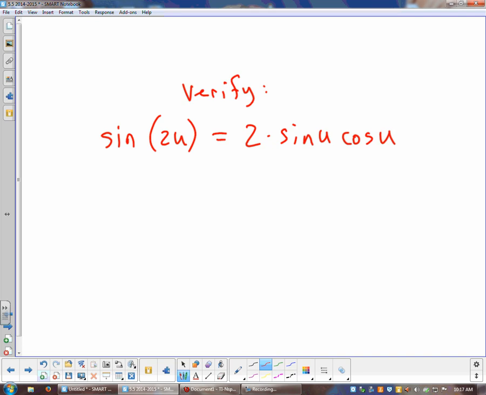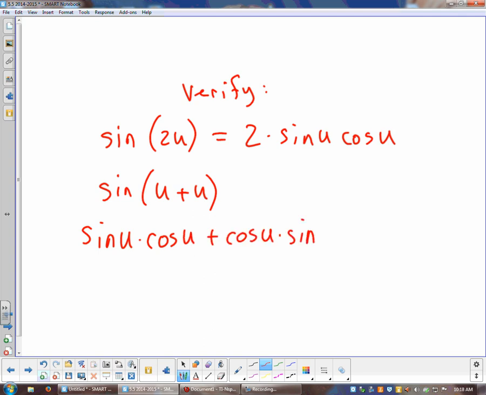So you can think of 2u here as u plus u, right? And then you can use our first formula from section 5.4, just using u as u and u also as v. You with me? So I'm going to write this as sine u cosine v, but my v is actually u, plus cosine u times sine of v, but my v was also u. Does that make sense? And I'm trying to show that this is equal to 2 sine u cosine u.